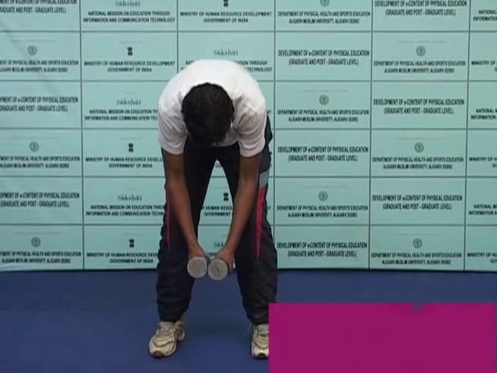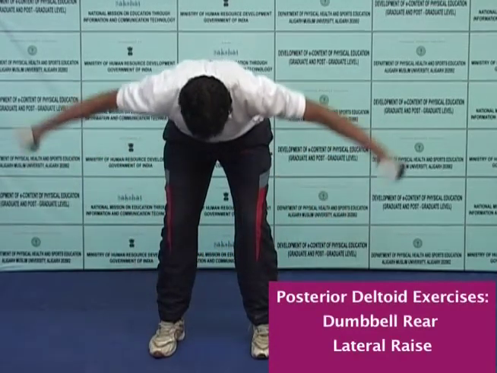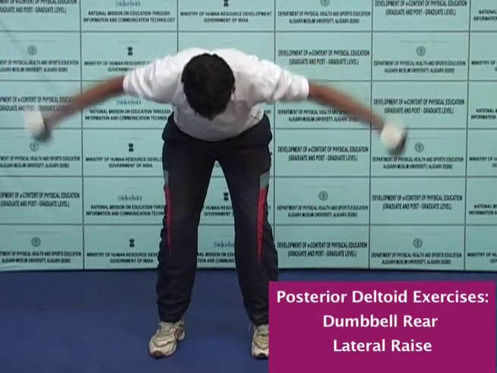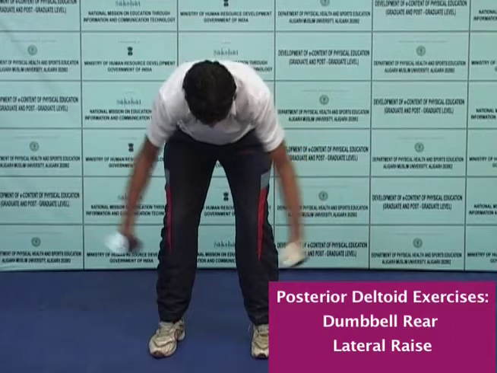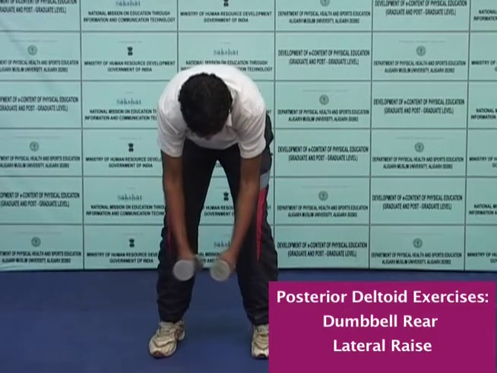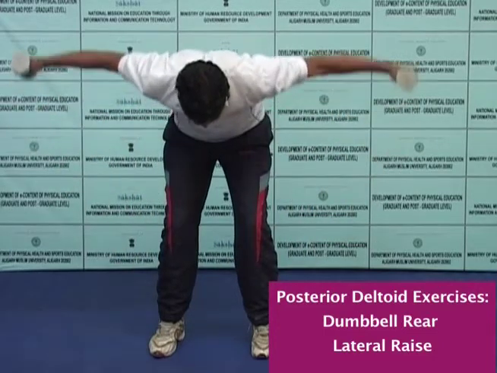This is another type of exercise for the strengthening of the posterior deltoid muscle. Here the subject should grasp the dumbbell in each hand, bend the knees and bend over through the hips with the back flat, close to horizontal. Position the elbows with a slight bend and palms facing together.